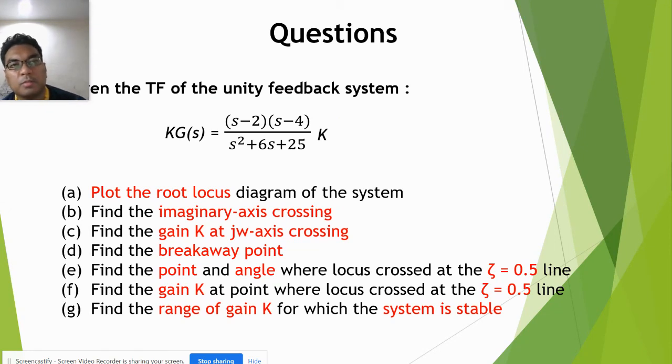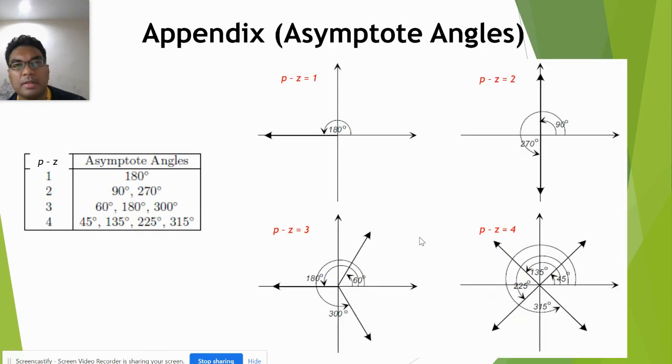The next one is a similar question. Maybe you can try to plot it by yourself. This is another example, and try to determine all the important information from this question. This is the appendix that I explained before on how you can draw the asymptote angles for the root locus, based on the table given, and also the degrees.